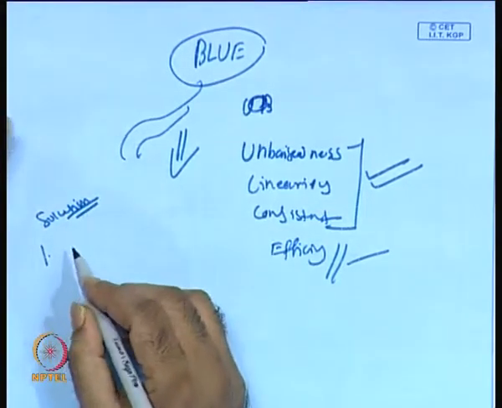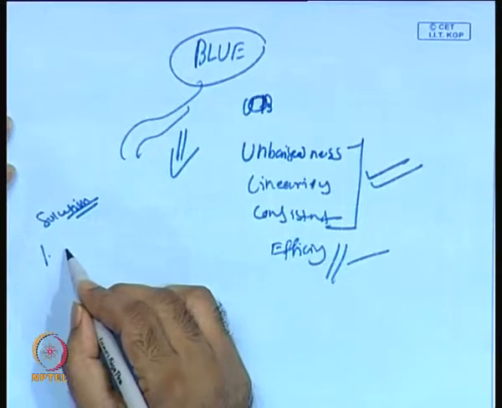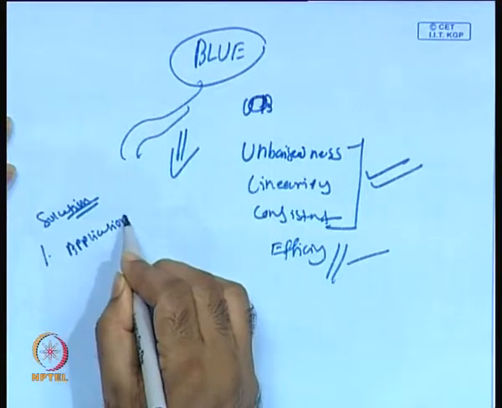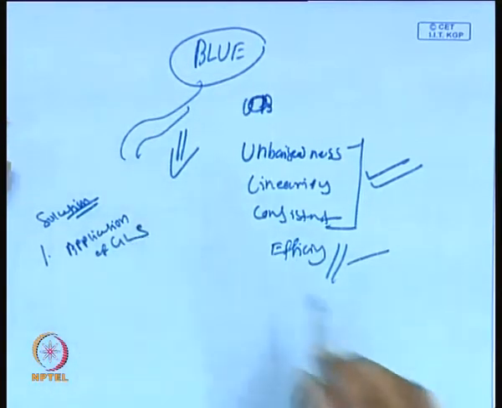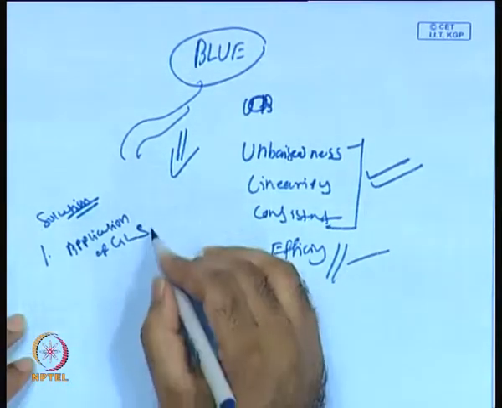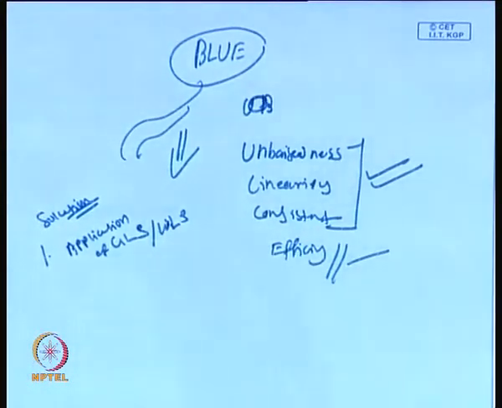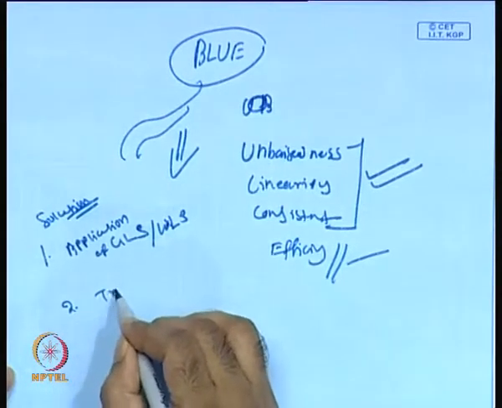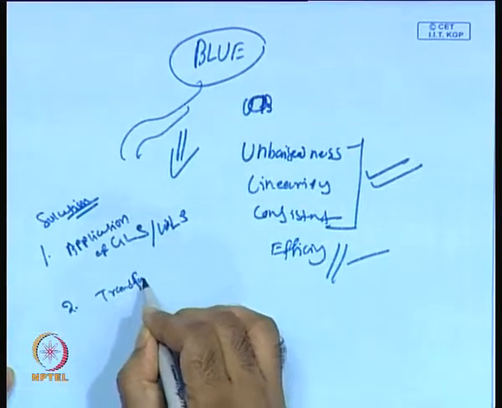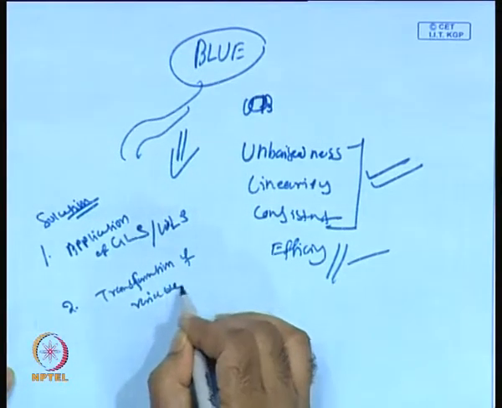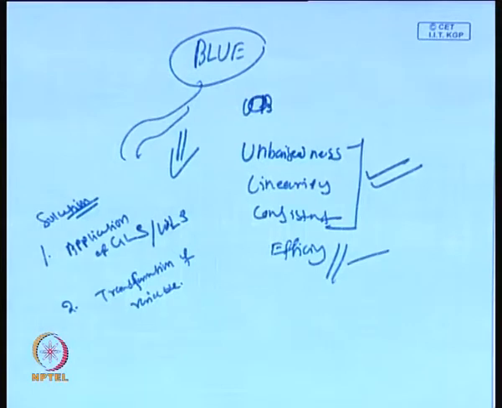The first standard solution is application of the GLS technique, that is, generalized least squares method. Or sometimes we apply WLS techniques, which we will discuss in detail when we discuss the heteroscedasticity issue. So there is application of the GLS technique, and another is you have to go for transformation of variables. Okay, so these are the two best solutions to solve the autocorrelation problem.